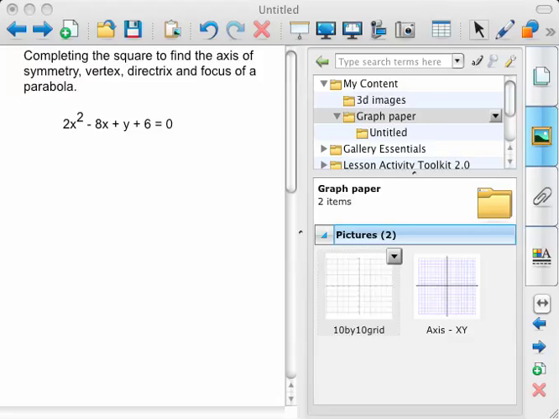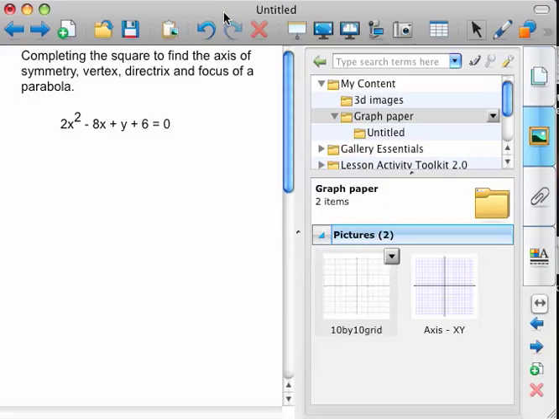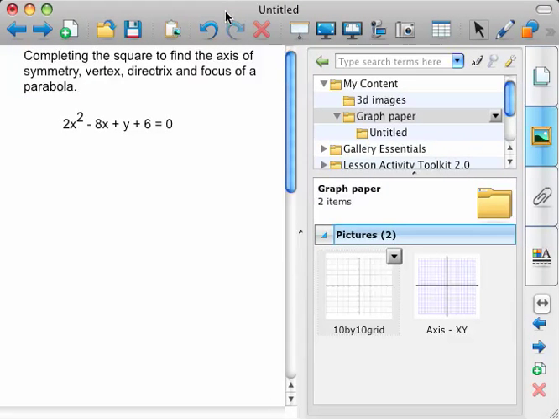Okay, 5 minutes may not be enough time here, but we'll see what we can do. So the first thing is I know this is a parabola. The reason I know that is I have an x squared, but if you look at the whole equation, there is no y squared. So it's not a circle, it's not a hyperbola, it's not an ellipse, because we only have one squared term.